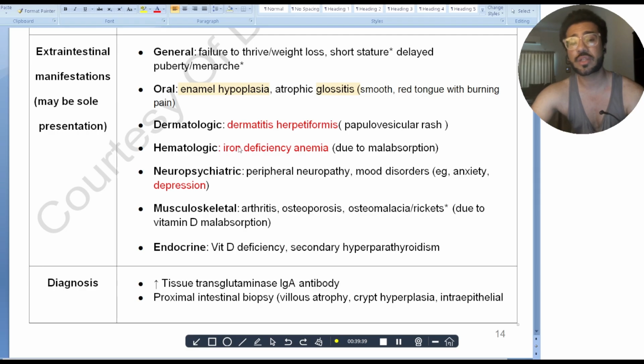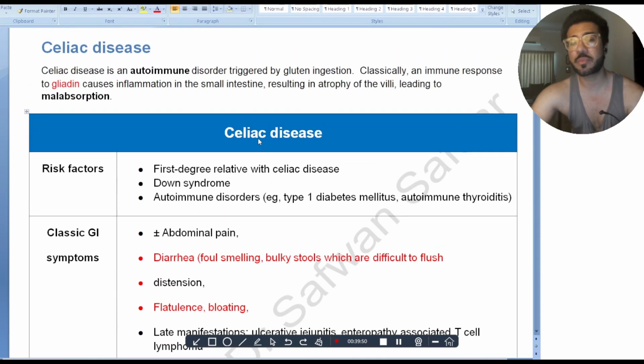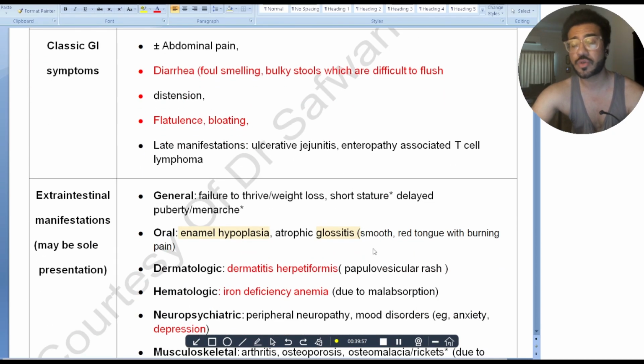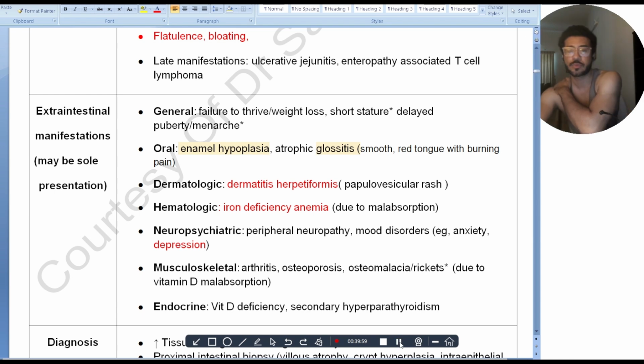But the main things are the ones that are highlighted in red. Type 3 hypersensitivity reaction, which is dermatitis herpetiformis. This is a high yield question. And if they ask you what hypersensitivity reaction celiac disease itself is, it's a type 4 hypersensitivity reaction. These points should be on your fingertips.